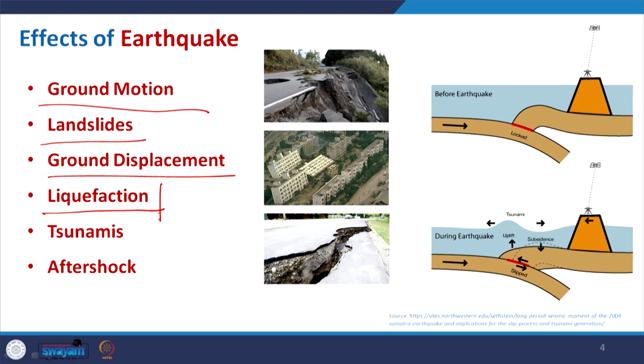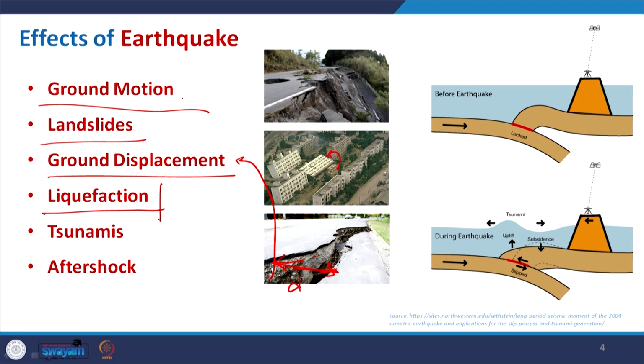Here you can see that due to the shaking in the earthquake, the soil where the foundation is laid behaves like a semi-liquid, and the whole building just flips off. Now, here you can see the displacement, the cracks being developed, and the portions where they adjoin are having some displacement. So, ground displacement is also there.